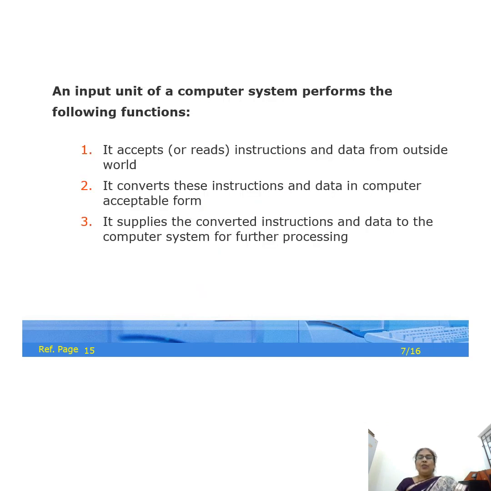An input unit of a computer system performs the following instructions. First, it accepts or reads the instruction and data from the outside world. While inputting the data, we are the ones going to input the data. Then it converts this instruction and data into computer acceptable form. It supplies the converted instruction and data to the computer system for further processing.